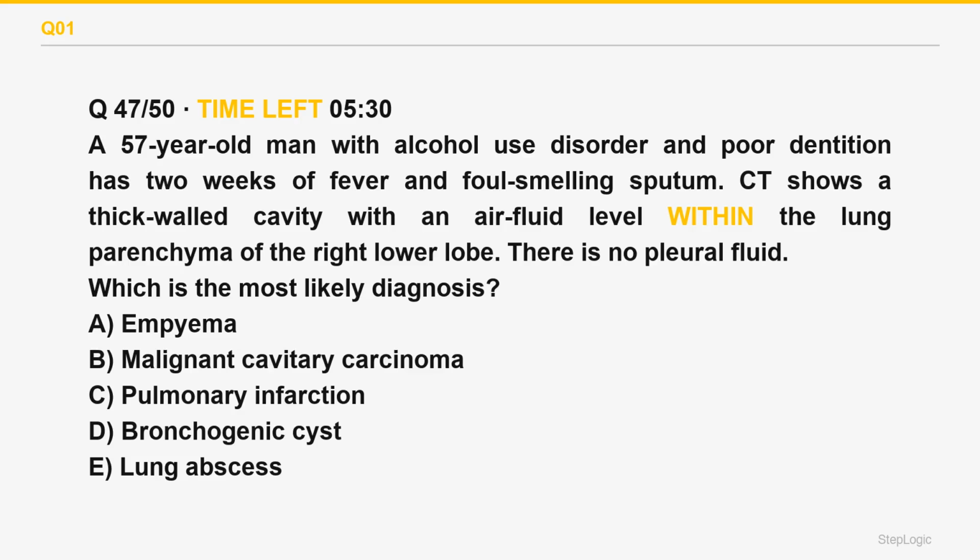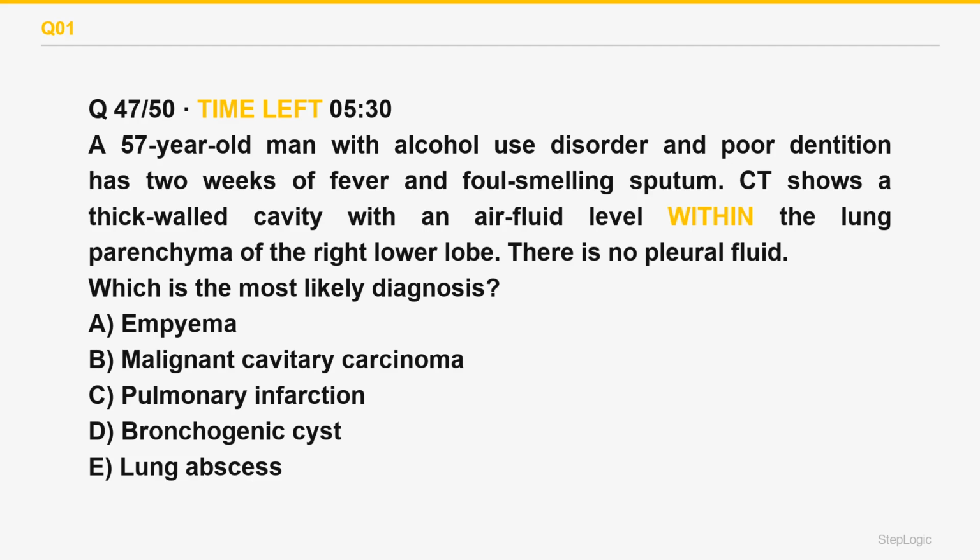Which is the most likely diagnosis? A 57-year-old man with alcohol use disorder and poor dentition has 2 weeks of fever and foul-smelling sputum. CT shows a thick-walled cavity with an air fluid level within the lung parenchyma of the right lower lobe. There is no pleural fluid. Read the command, the most likely diagnosis.